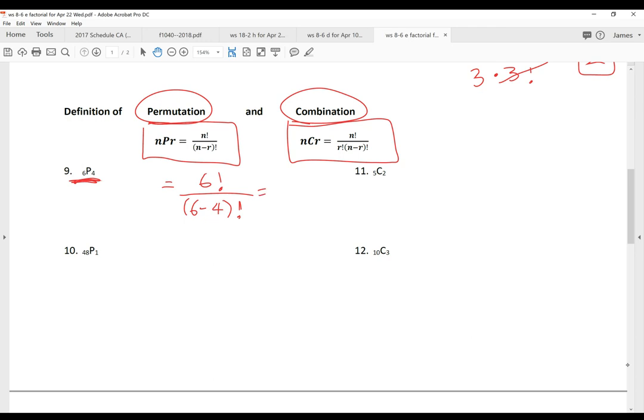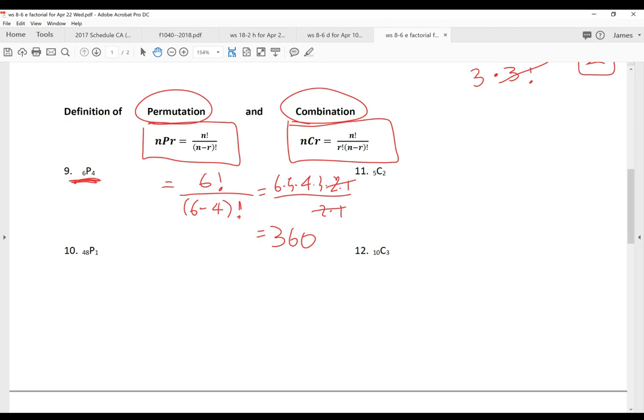So this turns out to be 6 times 5 times 4 times 3 times 2 times 1 all over, 6 minus 4 is 2, so 2 factorial, which is 2 times 1. So if you cross out the bottom with the top, it's just 6 times 5 times 4 times 3. It should look familiar. So it turns out to be, excuse me, 360 if you multiply it out.